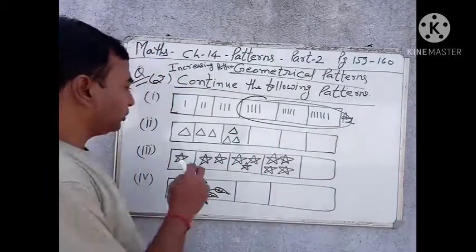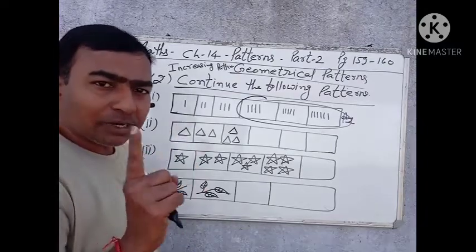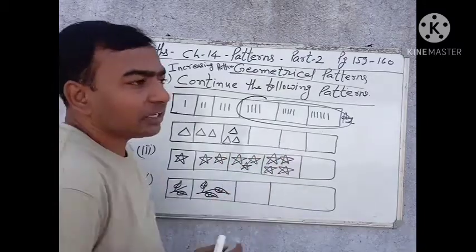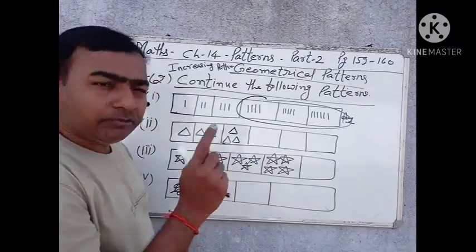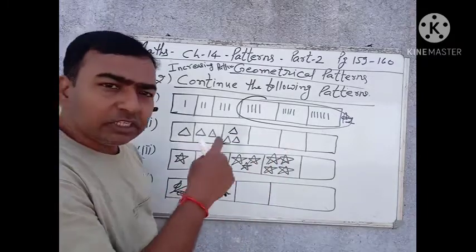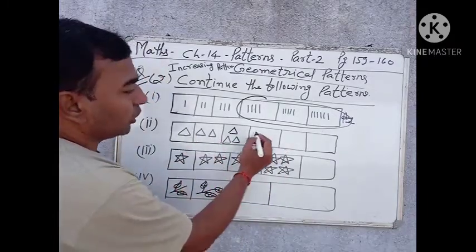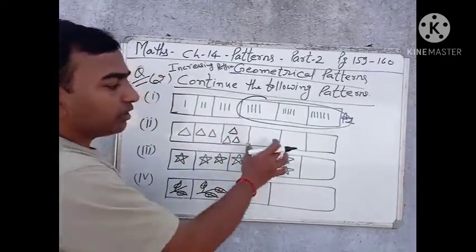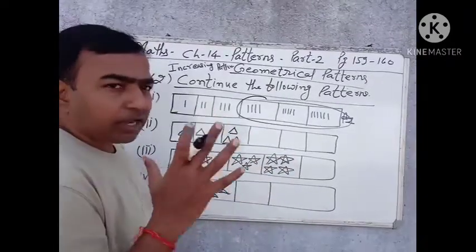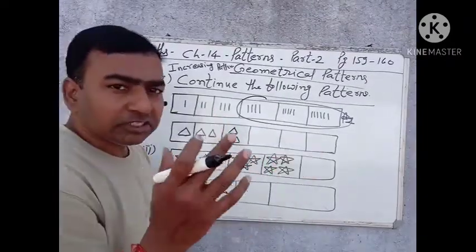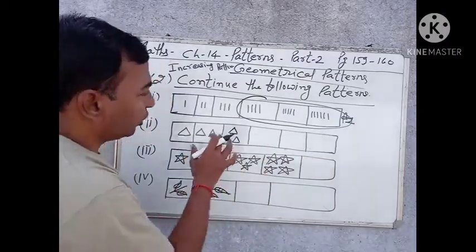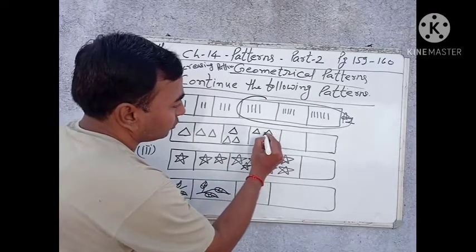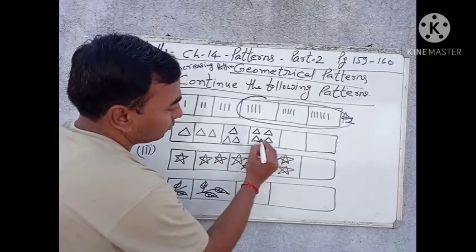Now question number 2. You can see that in the first box is 1 triangle, in the second box 2 triangles, in the third box 3 triangles, and 3 boxes are empty. We will fill these 3 boxes to follow the same pattern. In box number 4 we will draw 4 triangles, in box 5 we will draw 5 triangles, and in the last one 6 triangles. So I am going to draw 4 triangles in box number 4: 1, 2, 3, 4.